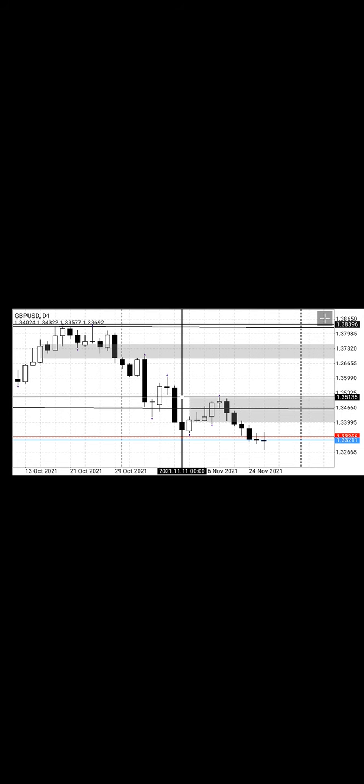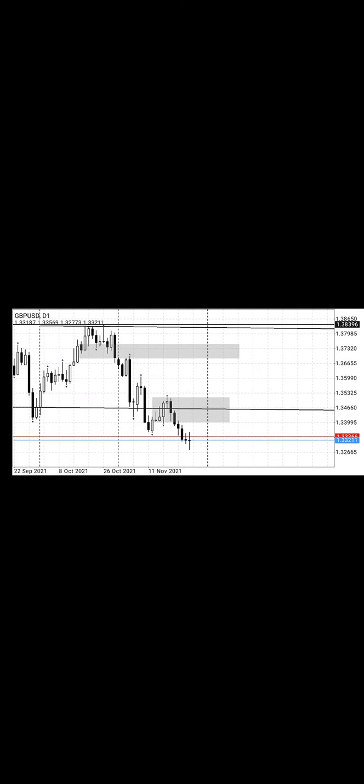And then what did it do? Went down. So my expectations are still bearish. Okay, my expectations are still bearish. So what I want to see, I'm going to single out this order block.